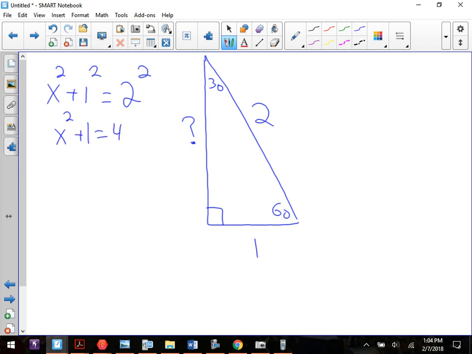I'm back to the 2-step equation. So what do I do first? Subtract the 1. Good. So I get x squared is 3. Then what do I do? No, I'm not dividing. Square root. So x is the square root of 3.